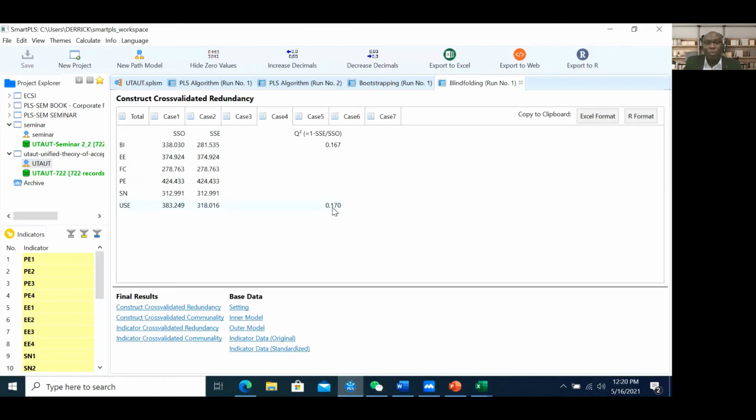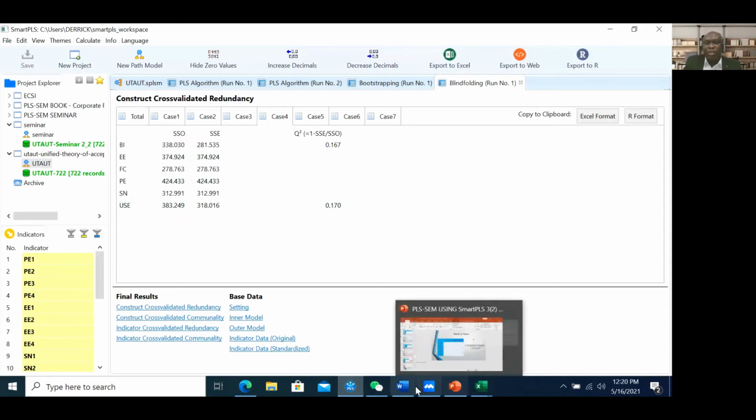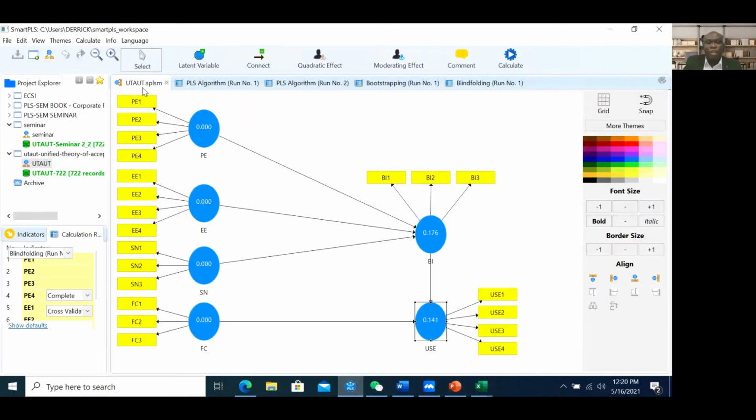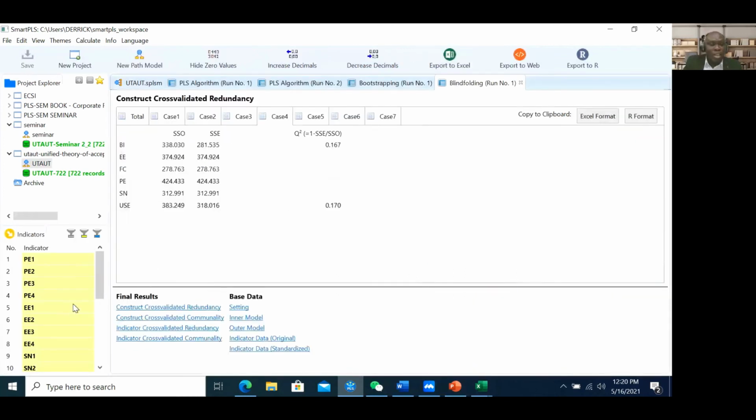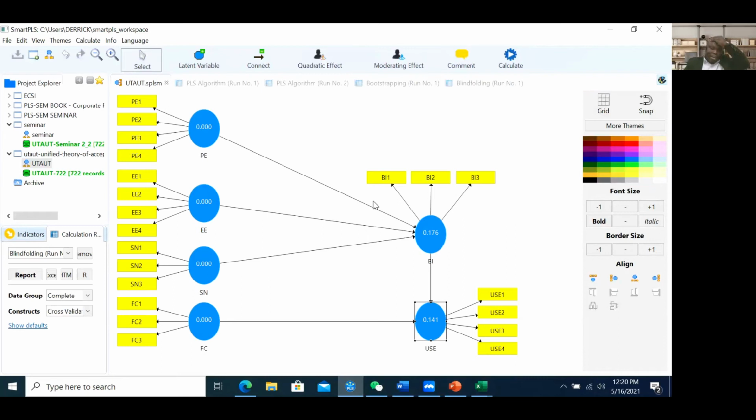All right. So you take this value minus this value, all over 1 minus this value. The result you get is the effect size. Excellent. Good. So that is how you assess both the measurement model and the structural model.